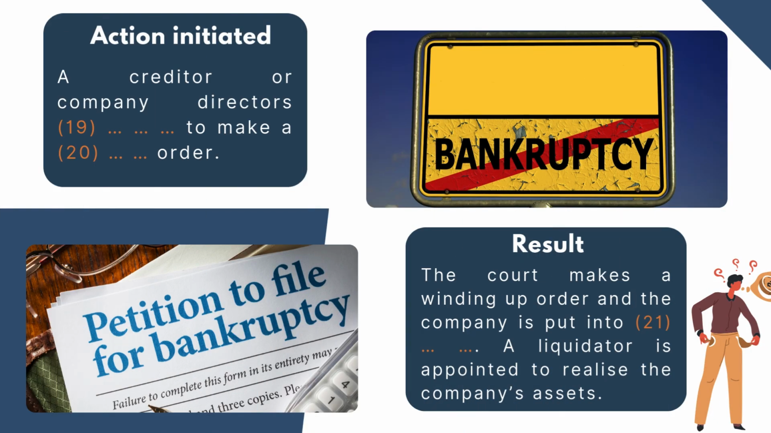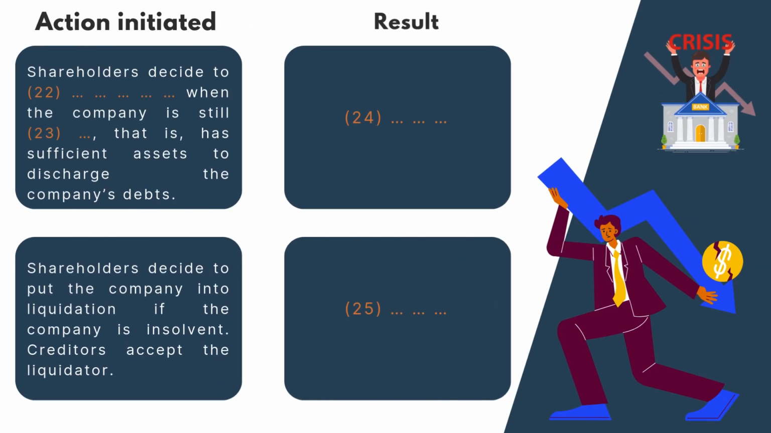Action initiated. A creditor or company directors petition the court to make a winding up order. Result: the court makes a winding up order and the company is put into compulsory liquidation. A liquidator is appointed to realize the company's assets. Action initiated. Shareholders decide to put the company into liquidation when the company is still solvent, that is, has sufficient assets to discharge the company's debts.